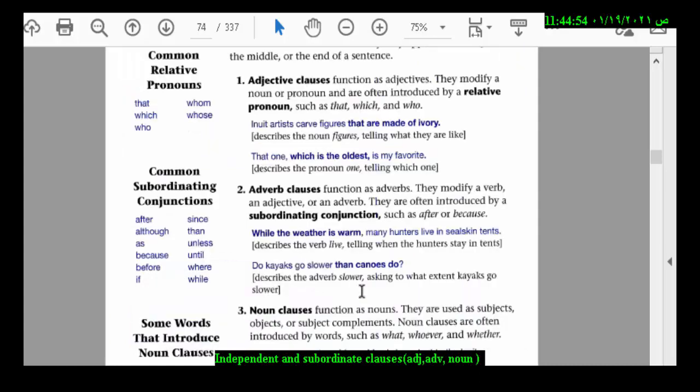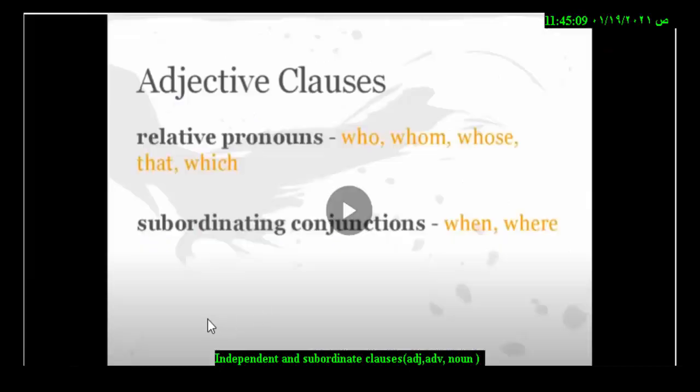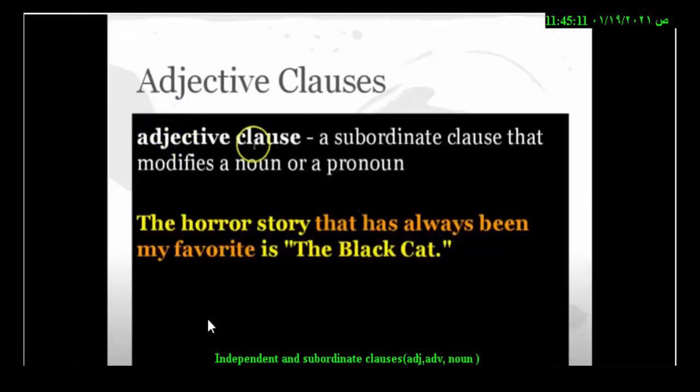Now let's start the other part of the lesson: how to identify whether the clause is an adjective clause, adverb clause, or noun clause. An adjective clause is a subordinate clause that modifies a noun or a pronoun. If we look at this example: the horror story that has always been my favorite is the black cat.